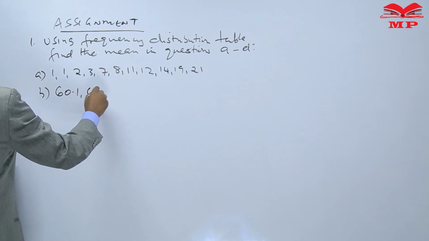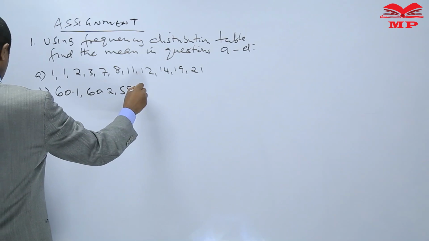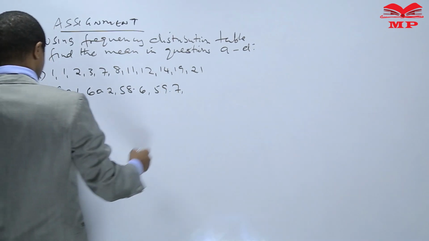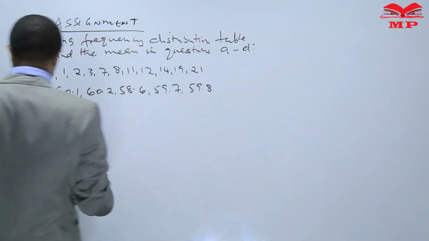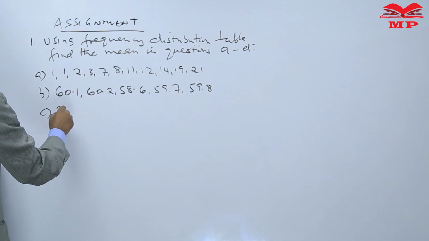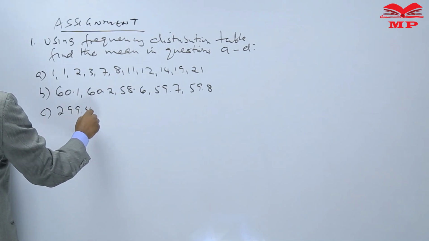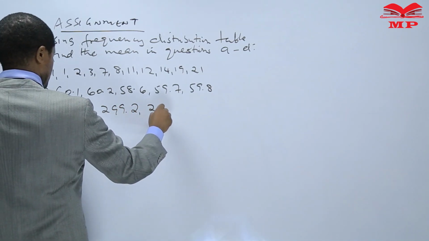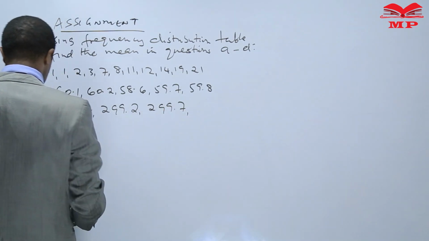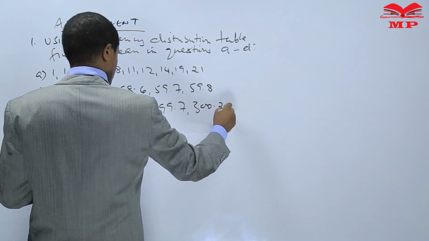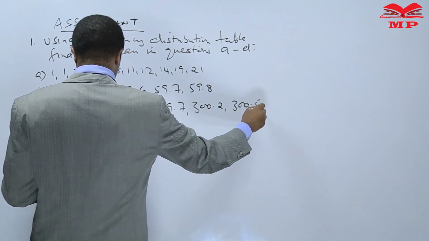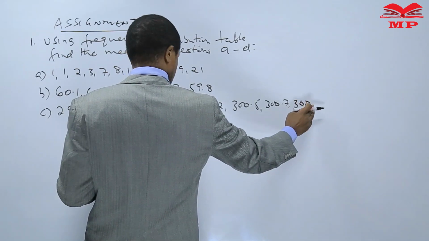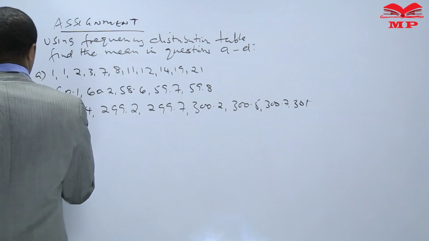Then B: 60.1, 60.2, 58.6, 59.7, 59.8. C: 299.4, 299.2, 299.7, 300.2, 300.5, 300.7, 0.7, 300, 301.